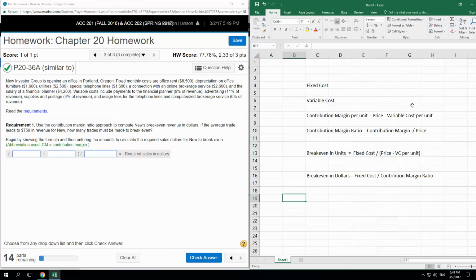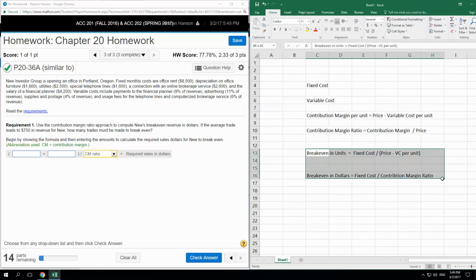Okay, anyway, for this one, we're trying to get required sales in dollars. So our denominator is going to be our contribution margin ratio. Okay.